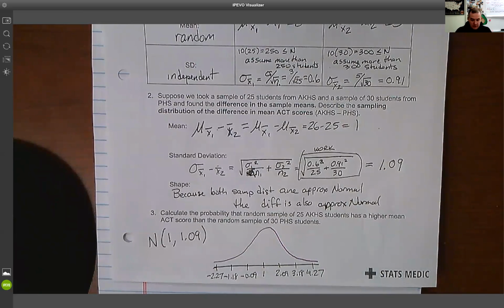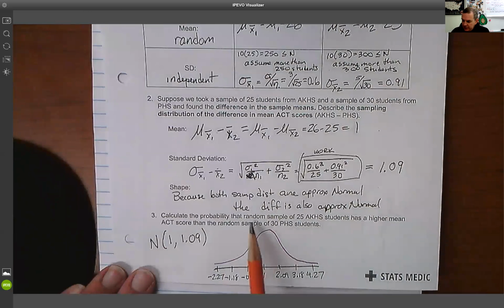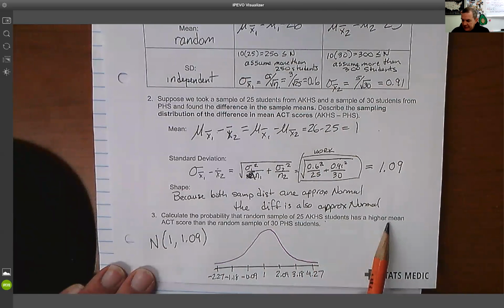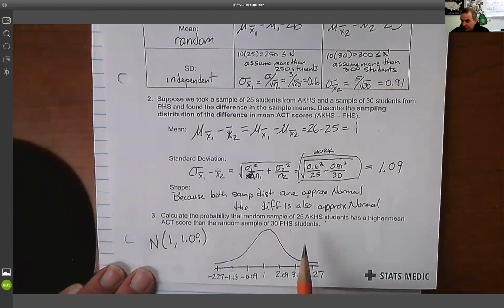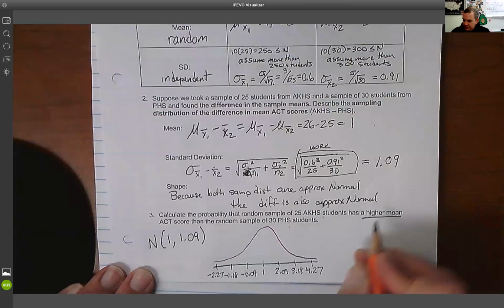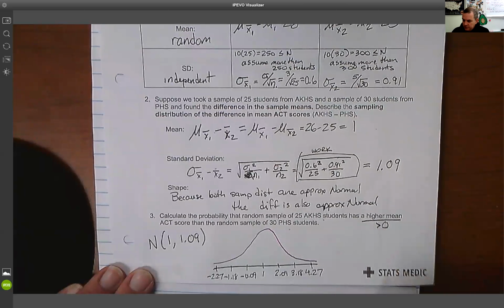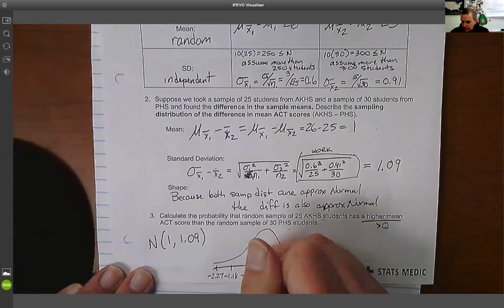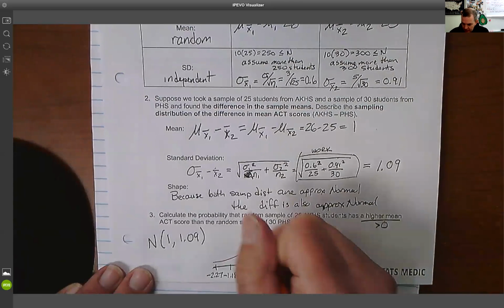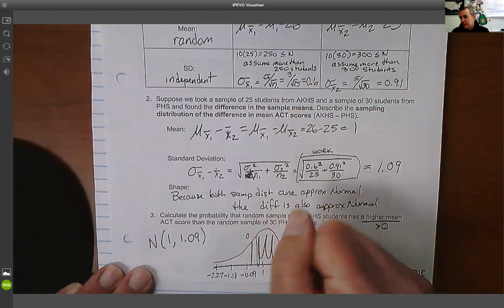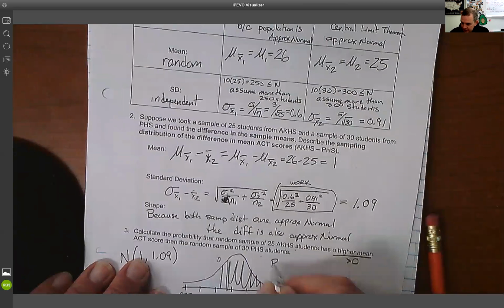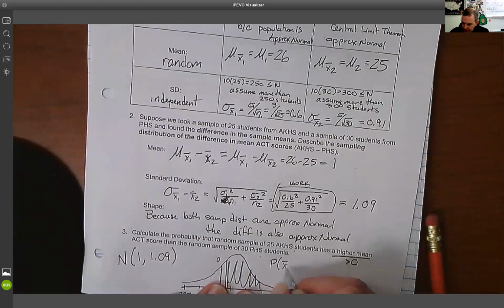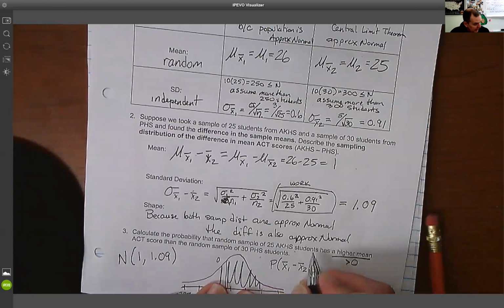So now the question says, calculate the probability that a random sample of ARHS has a higher mean than those people at PHS. So again, higher mean. If it says higher mean, it means that it is greater than 0. So I'm going to go find 0 on here. 0 is going to be right about there. I want to figure out that area right there, the probability that the difference between my two distributions is greater than 0.